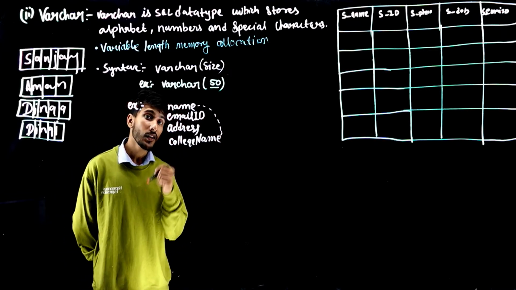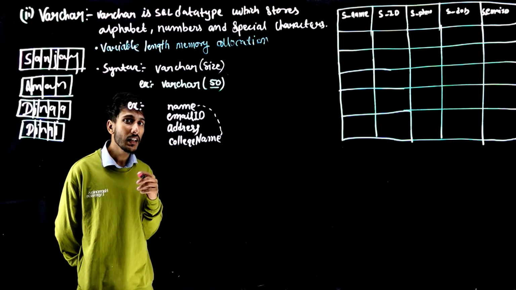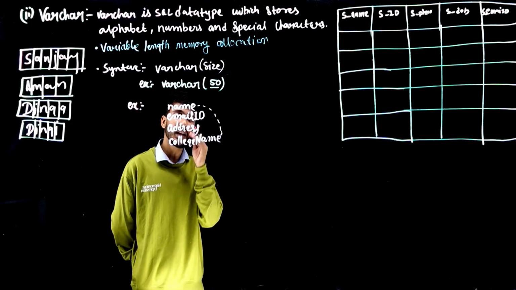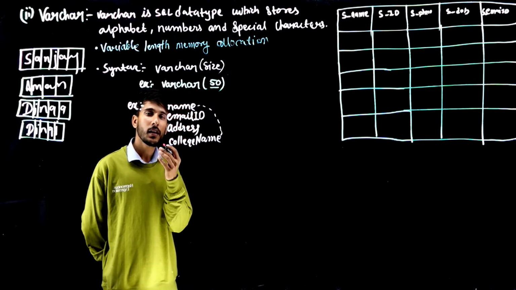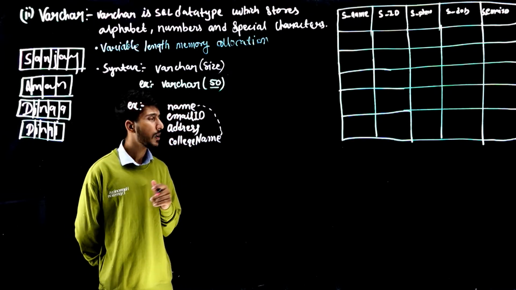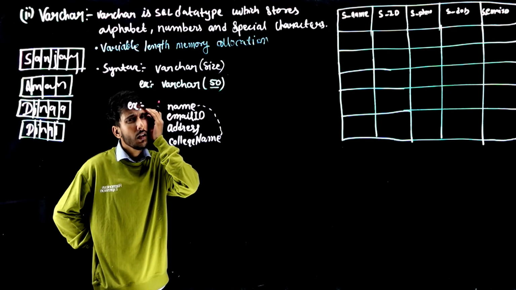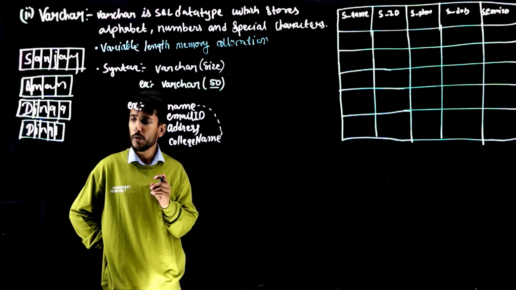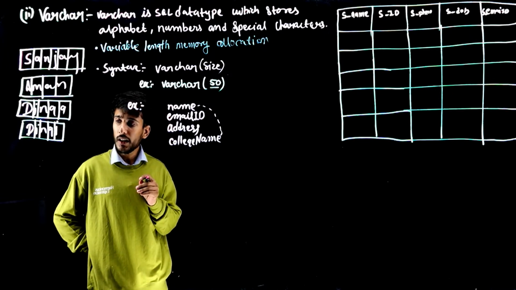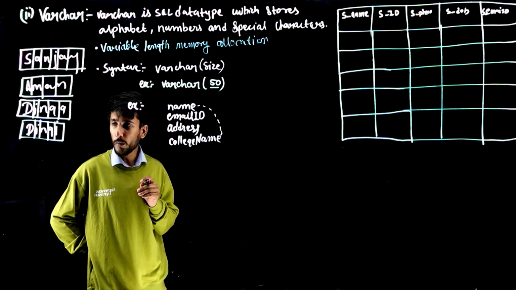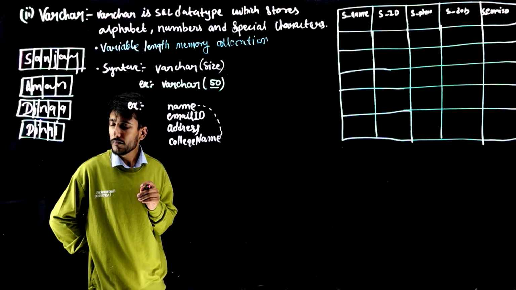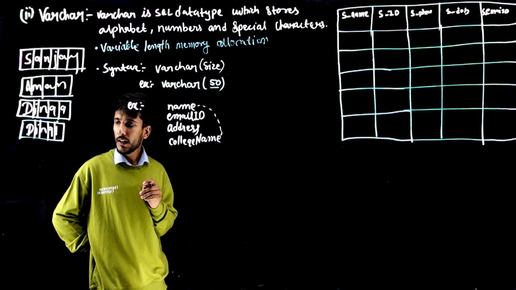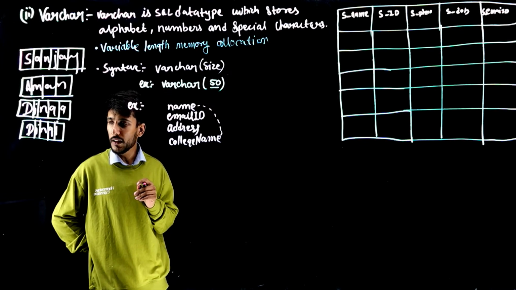What else can I take? Your girlfriend's name, your ex's name, whatever you want. Any name, city name, student name, email ID, addresses. What are all the things whose size will fluctuate? Come on, boys and girls, reply to me in the chat box.